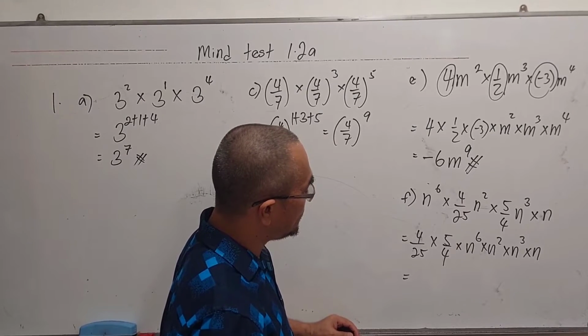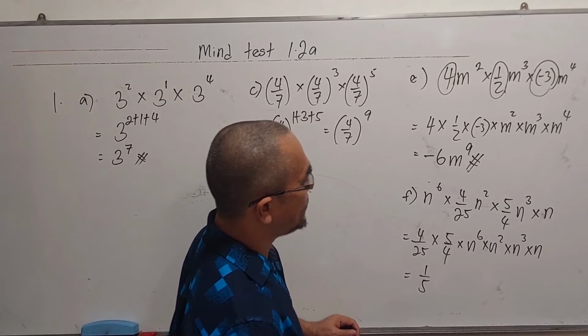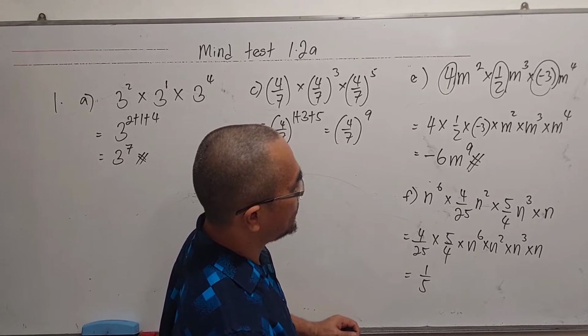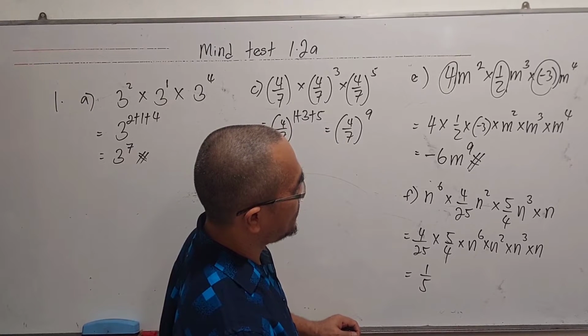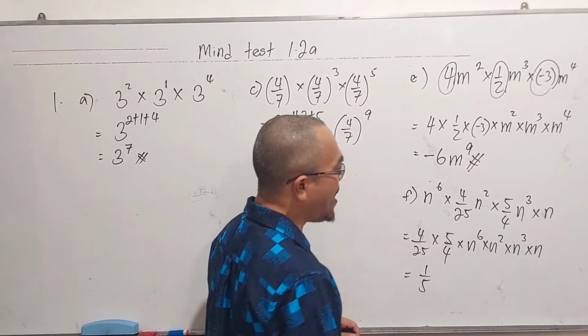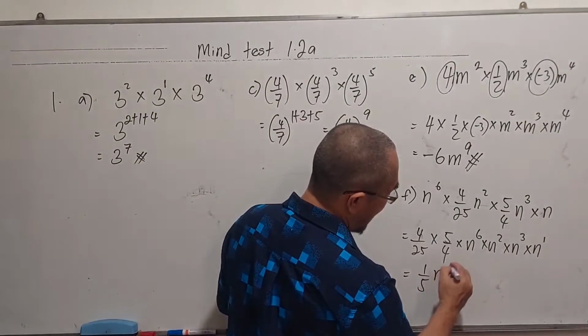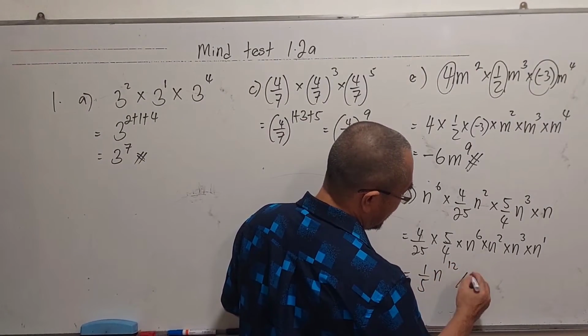1 over 5. And to the power of 11. No, 12, because this is n power of 1. So n to the power of 12.